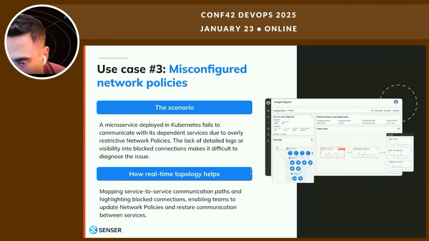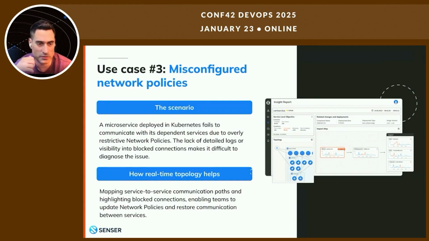Misconfigured network policies are something that we've all seen and suffered from. I think it's a very easy case to understand how topology can help, because real-time topology is in many aspects very similar to a network topology map. So I think it's an easy aspect to understand. And as we spoke about before, real-time topology is not only logical connectivity, it can also be infrastructure connectivity or whatever connectivity. But I think this one is very easy to comprehend.